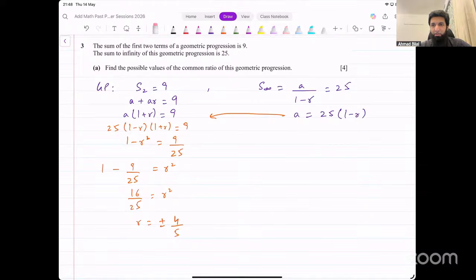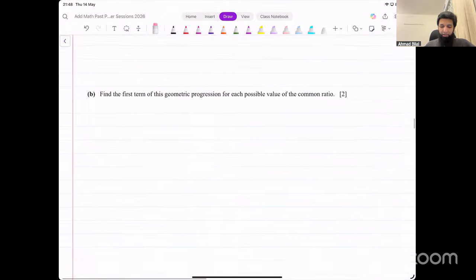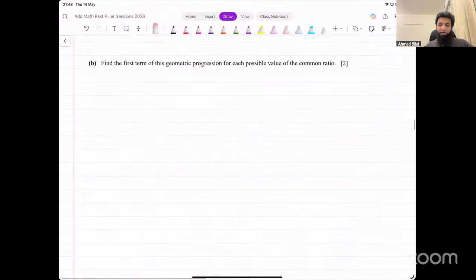So I actually did not see variant 1 for that. Okay. That was part A. Let's look at part B now. It says find the first term of this GP for each possible value of the common ratio.